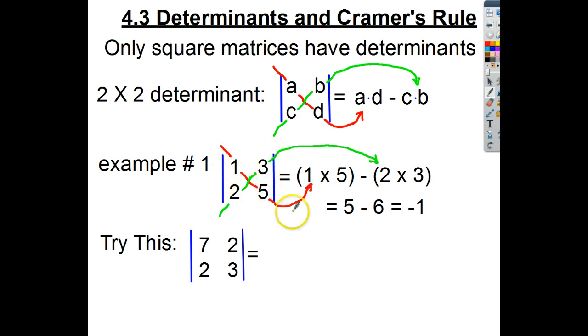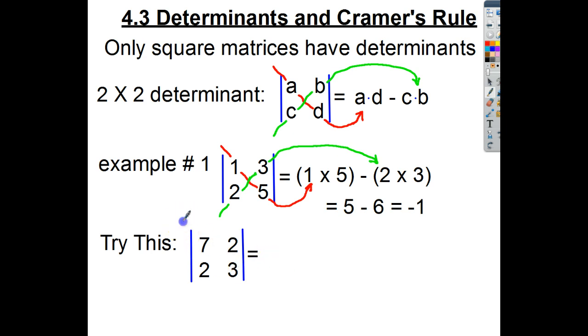Okay, so it's 1 times 5 minus 2 times 3. 1 times 5 is 5. The minus comes down. 2 times 3 is 6. The value of this determinant is -1. All right, you go ahead and try this one. I'll stop the video.